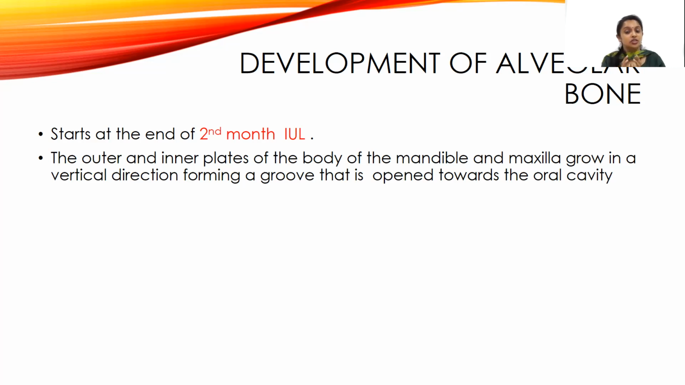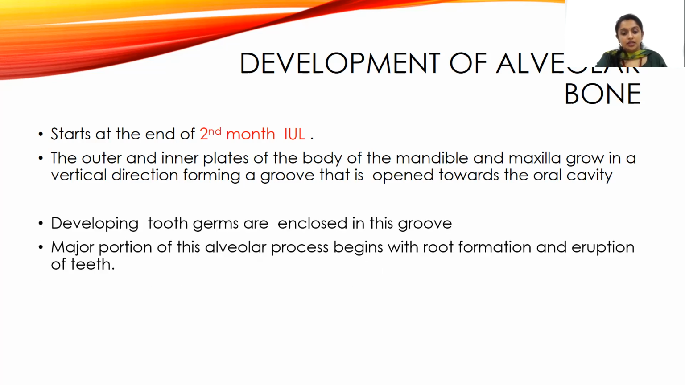So that means tooth germs or the tooth follicle are essential for the development of alveolar bone. The outer and inner plates of the body of the mandible and maxilla will grow in a vertical direction, forming a groove that is open towards the oral cavity. Now, the tooth germ and the alveolar nerve as well as the vessels lie in this groove. Developing tooth germs, as I told you, actually guide the formation of the alveolar bone.